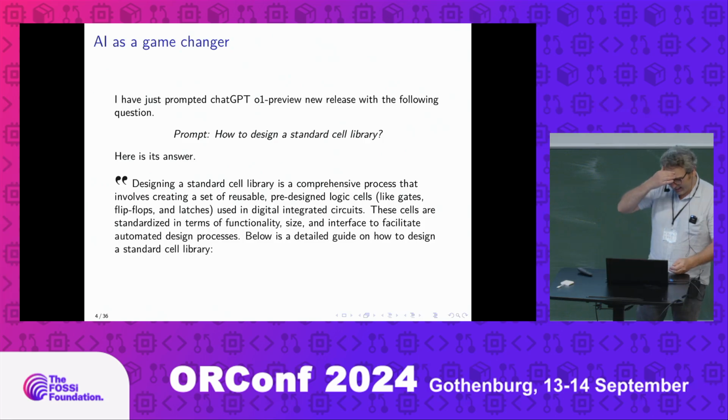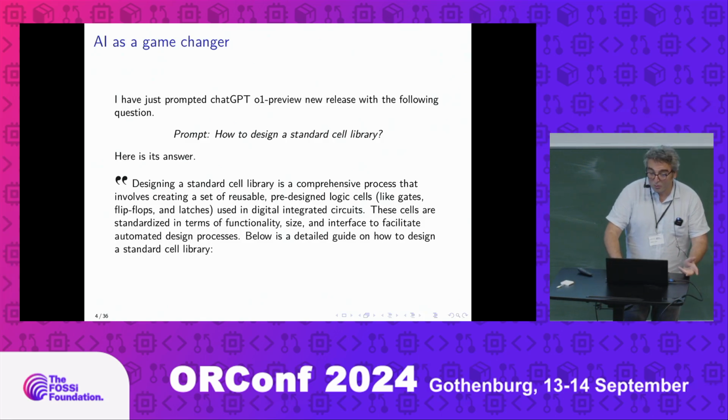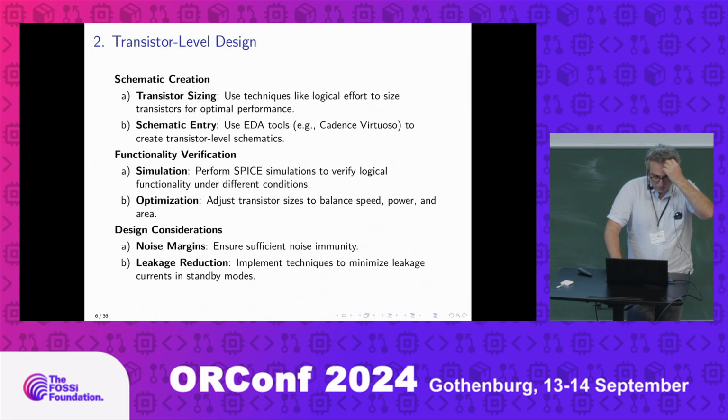So I prompted ChatGPT, the new release, to know what it was thinking about standard cell library design. After a short introduction, it defines a number of requirements and objectives. Mainly technology, PDK, application target, what optimization you are looking at, and the list of cells. This will be the focus of the second part.